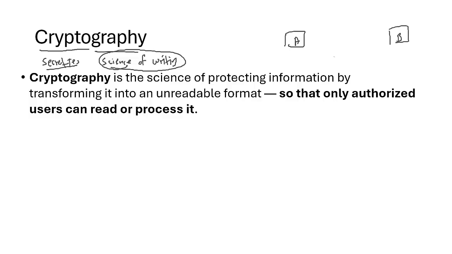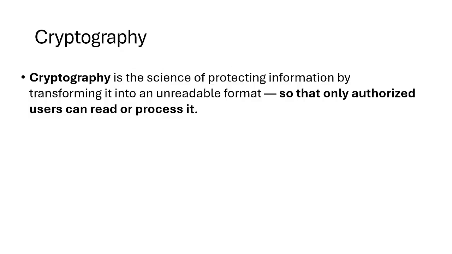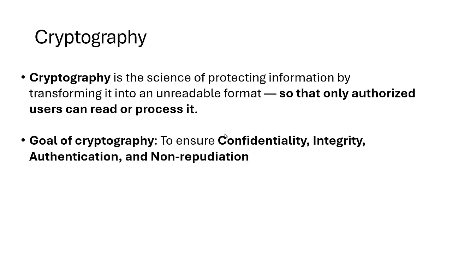It can be used for integrity, for authenticity, and for other factors. That's why I say cryptography is a science of protecting information by transforming it into an unreadable format, so that only authorized users can read or process it. The goal of cryptography is to ensure confidentiality, which means the information is only available to authorized users. Second is integrity, which ensures the data state remains the same, and if any modification is done, we can track it. It also offers authentication. And last is non-repudiation, which means the sender cannot deny his action.